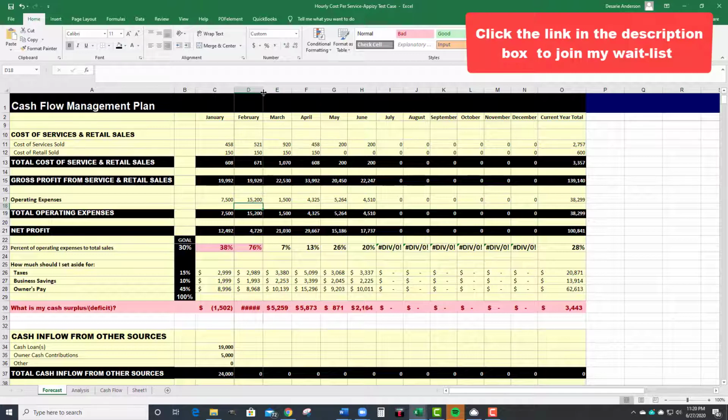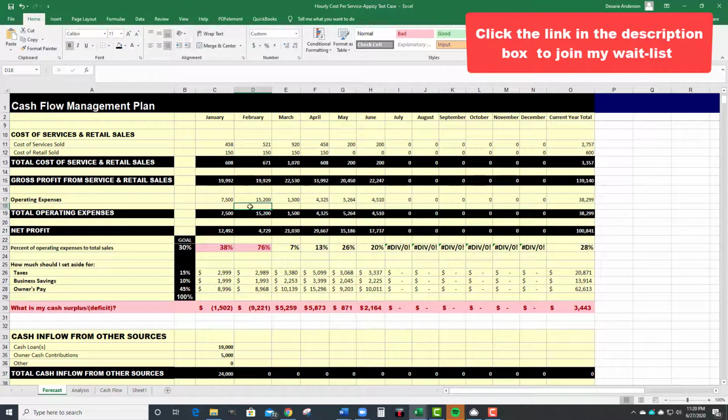Same thing in February. Of course, you have a loss because we increased the operating expenses from 2,000 to 15,200. So let's bring it back down to 2,000. Then you can see that in the month of February, you had a profit of almost $4,000.